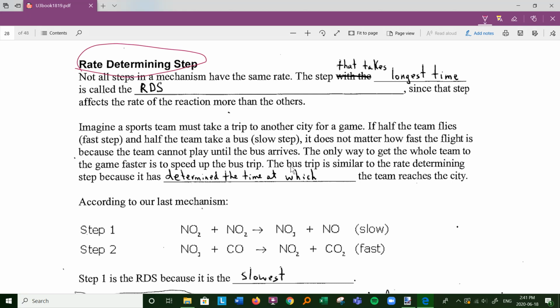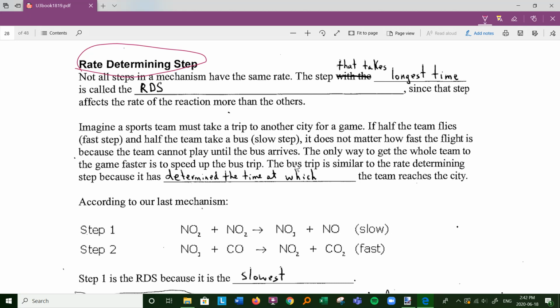others. Imagine a sports team, let's say a volleyball team, must take a trip to another city for a game. If half the team flies, which is the fast step, and half the team takes a bus, which is the slow step, it doesn't matter how fast the flight is because the team cannot play until a bus arrives.